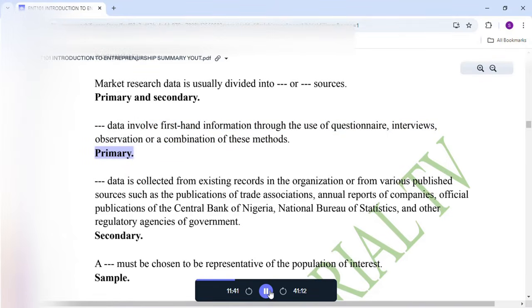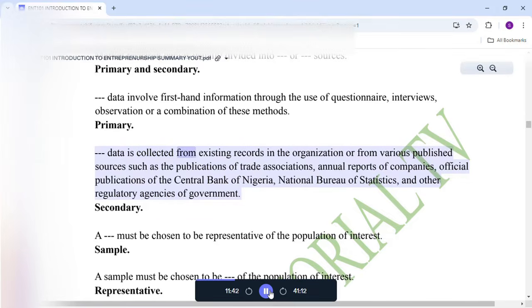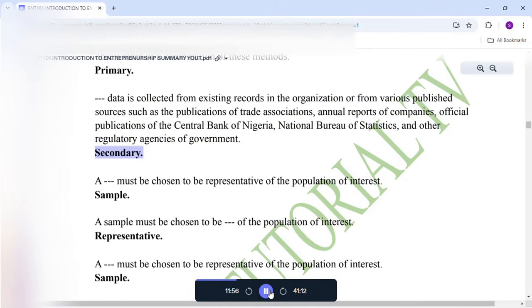Secondary data is collected from existing records in the organization or from various published sources such as the publications of trade associations, annual reports of companies, official publications of the Central Bank of Nigeria, National Bureau of Statistics, and other regulatory agencies of government.